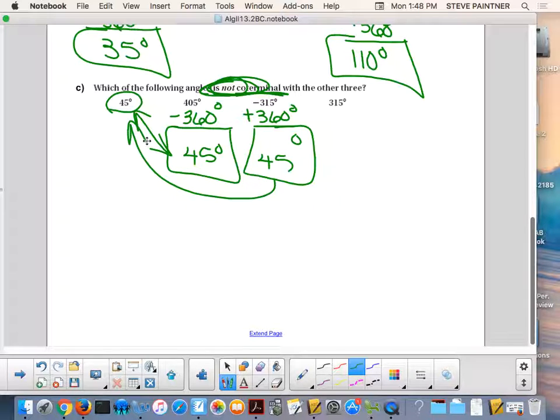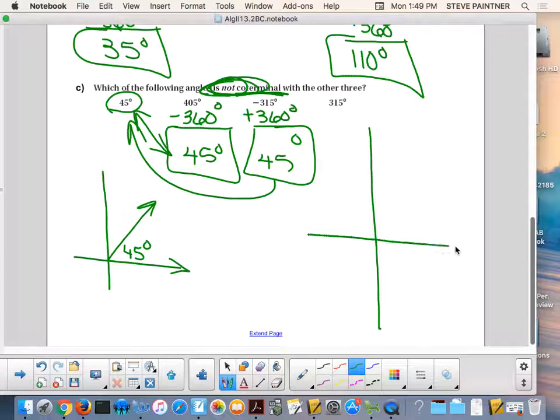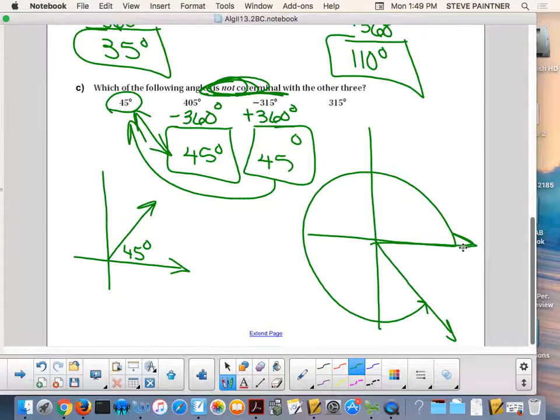You guys should know that 45 is right here. That's a 45. And you should have seen it already that 315 is where? In quadrant 4. Right here. That is a 315. That's not even close to a 45. It's in the wrong quadrant. The answer was D.